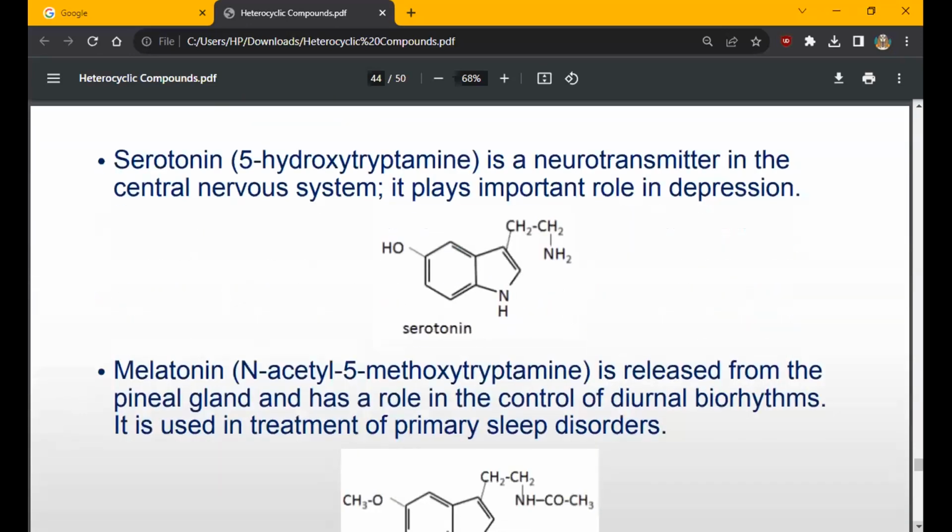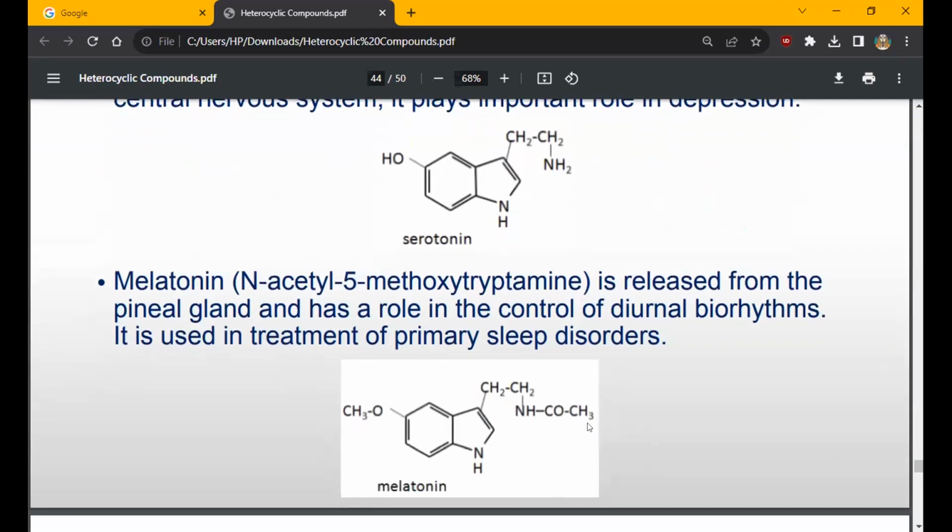Then we have serotonin, which is a neurotransmitter, plays a very important role in depression. So we see also the structure, it has the indole ring in it. Also melatonin, we know melatonin is released from the pineal gland and has a role in control of diurnal biorhythms. It is used for treatment of primary sleep disorders. So this is the structure of melatonin.